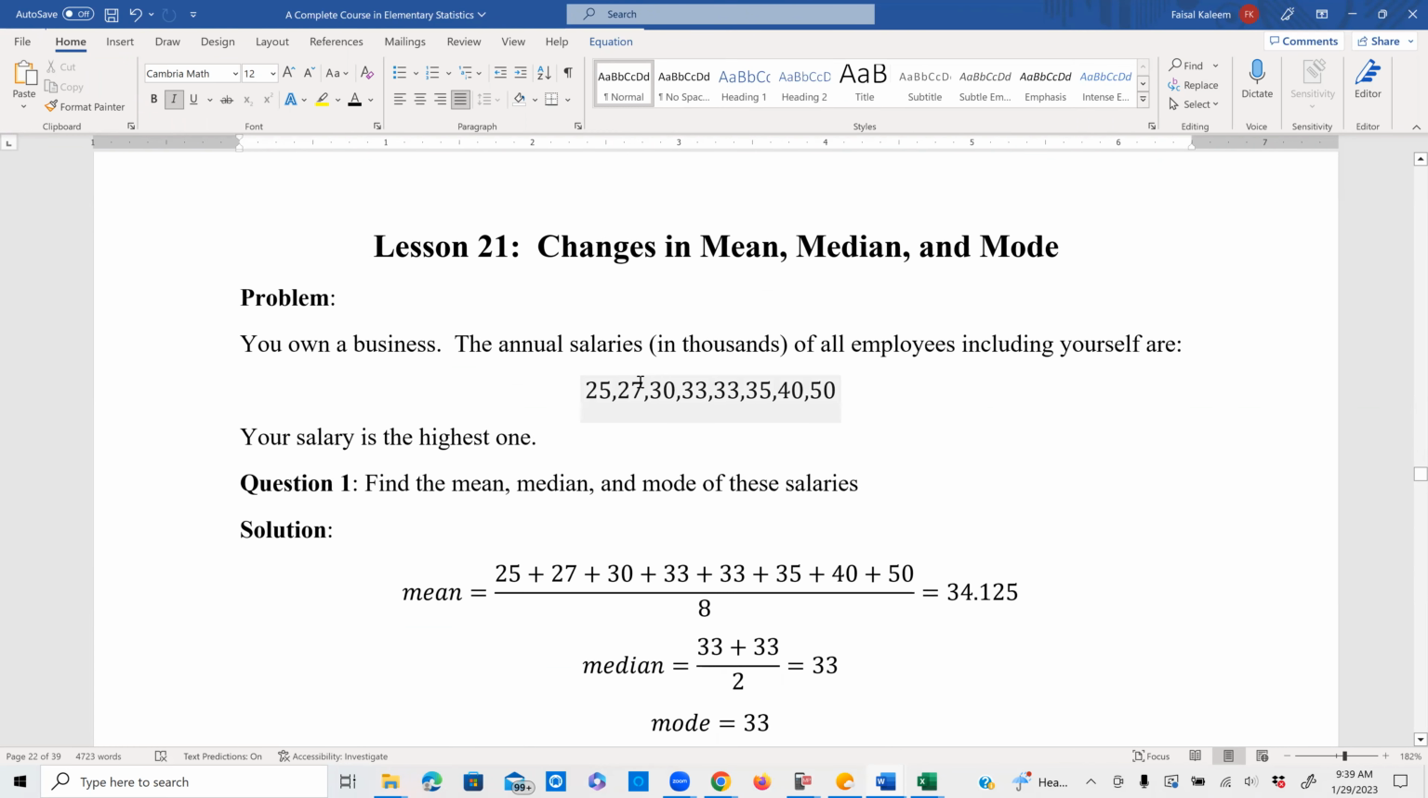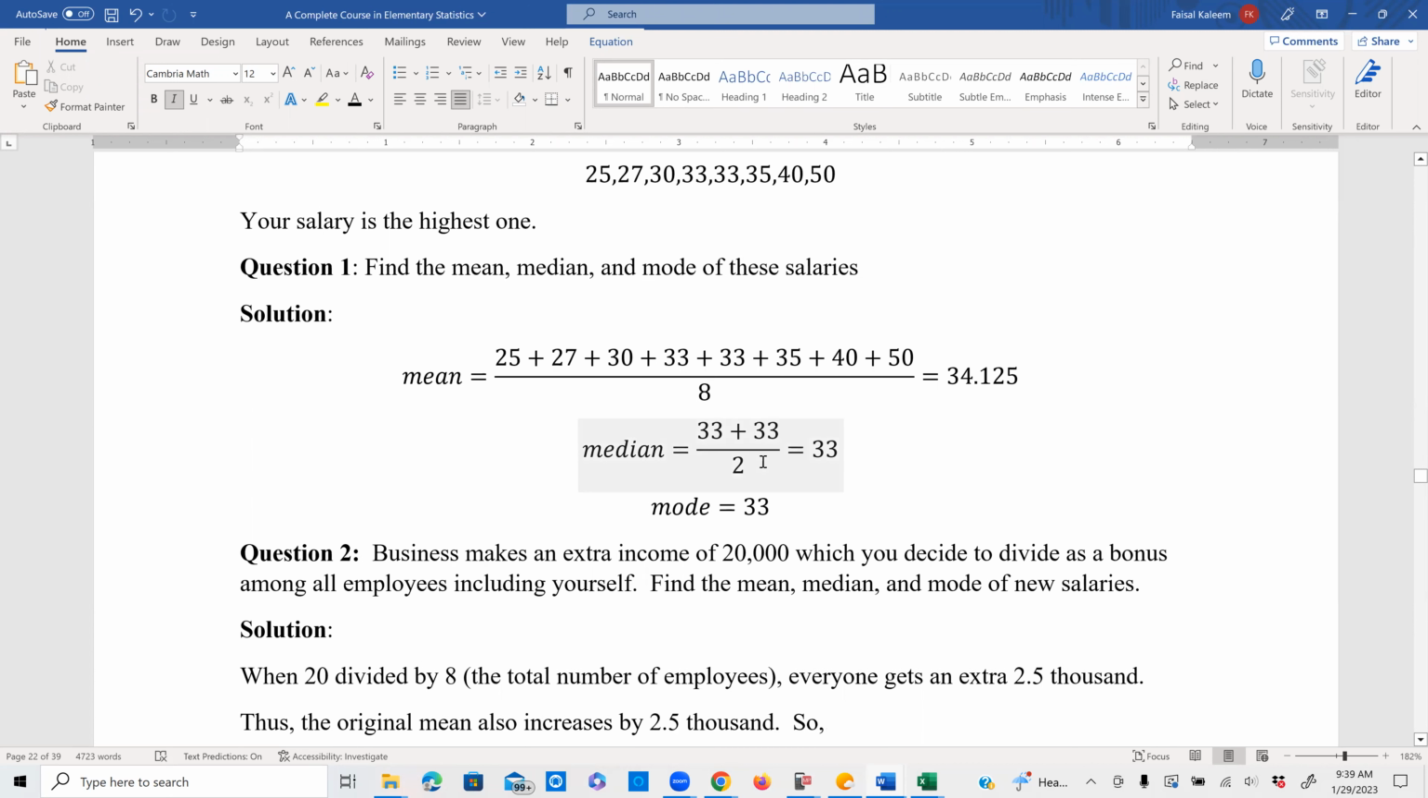You own a business, and the annual salaries of all employees, including yourself, are given below. Your salary is the highest. Find the mean, median, and mode. The mean is obtained by adding all of them and dividing by how many there are. The median is the central value, which is 33, and the mode is the most occurring value, which is 33.